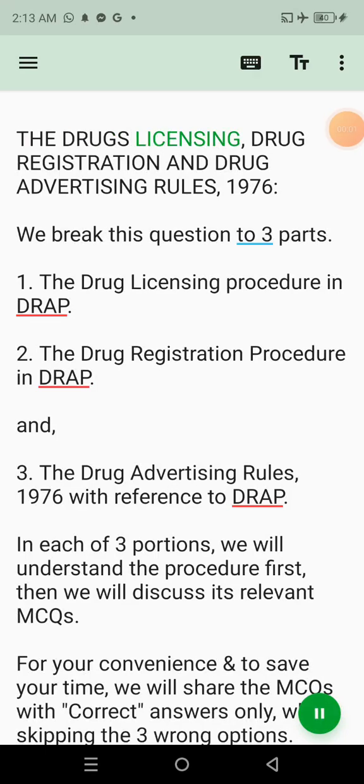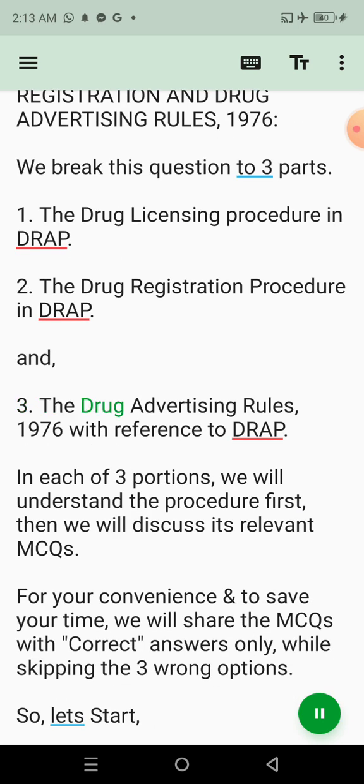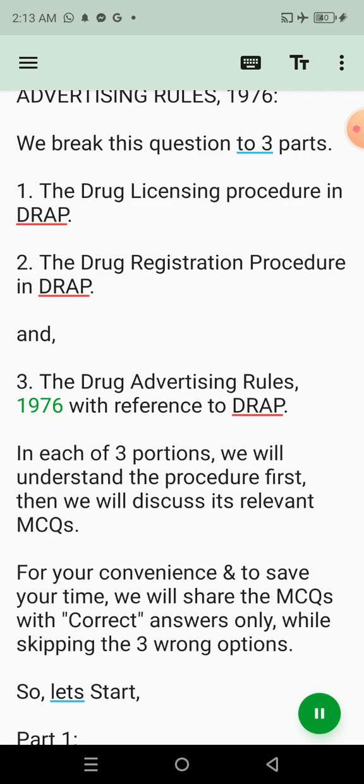The Drugs Licensing, Drug Registration and Drug Advertising Rules, 1976. We break this question into 3 parts. 1. The drug licensing procedure in DRAP. 2. The drug registration procedure in DRAP. And 3. The Drug Advertising Rules, 1976 with reference to DRAP.